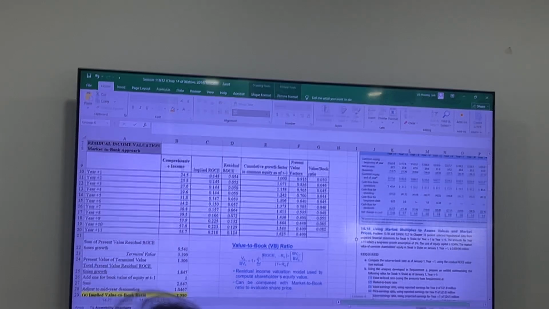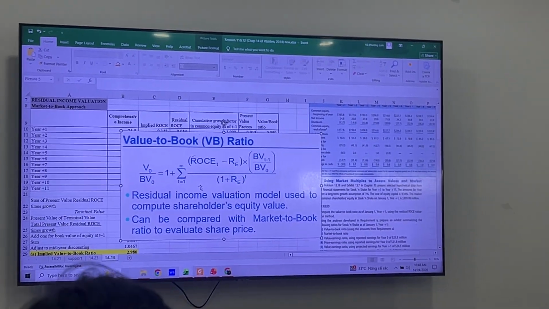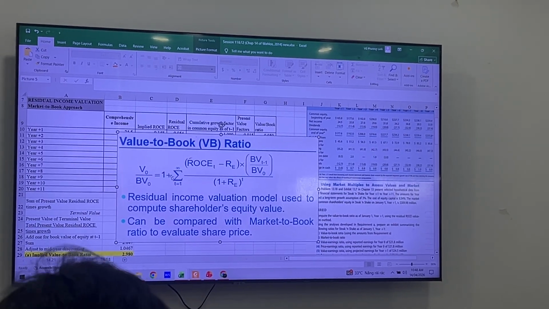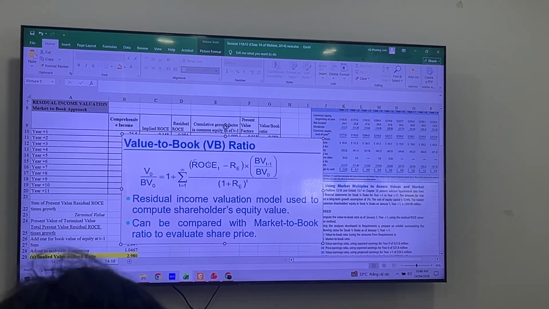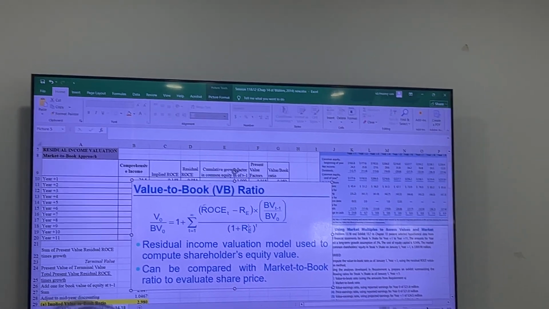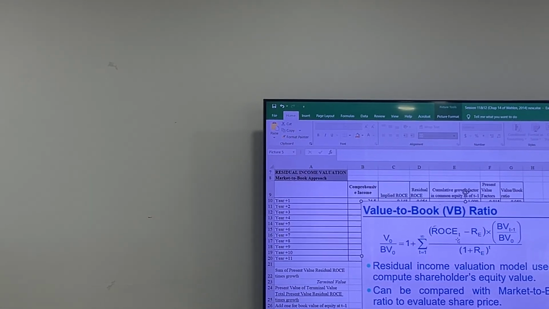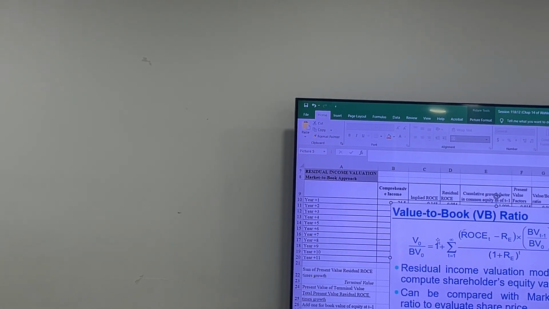So remember, the value to book ratio we learned is calculated based on this formula, right? 1 plus the ROCE minus RE multiplied with the growth in the book value of equity compared to BB0, and then over 1 plus RE power T. Okay? Right. In examination, please.